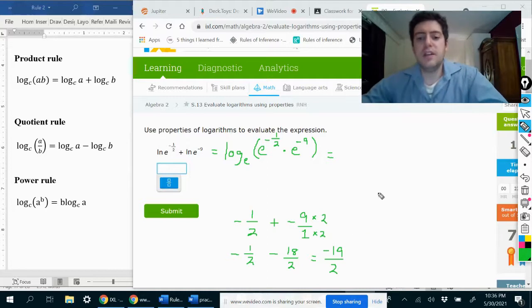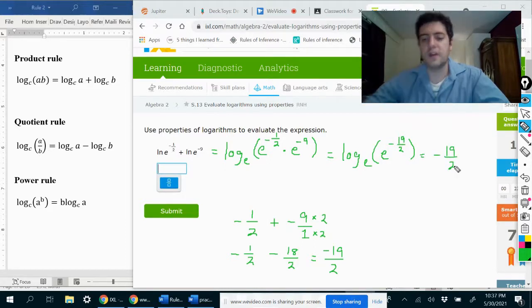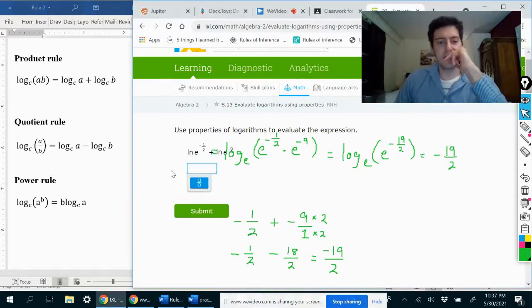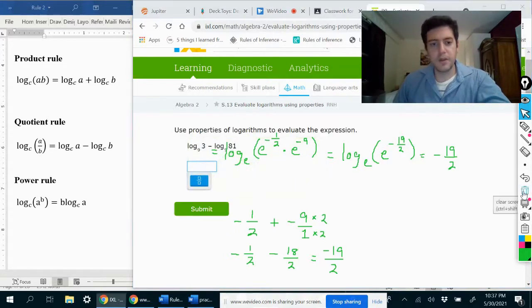So we're going to get here the log base e of e to the negative 19 over 2, or you could put the negative in front and just say negative 19 over 2. Okay, and that would be our final answer, just the negative 19 over 2. Okay, so now we can actually use this fraction thing, but I'm going to hit negative first, and then 19 over 2.